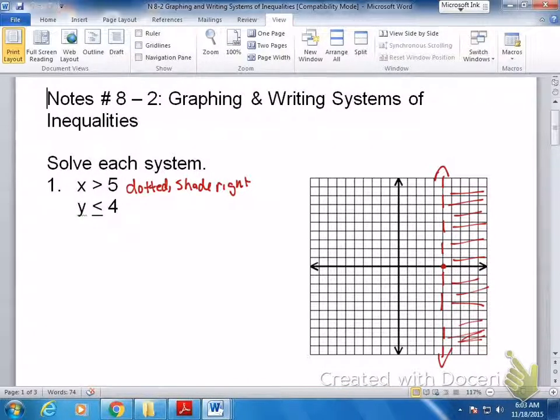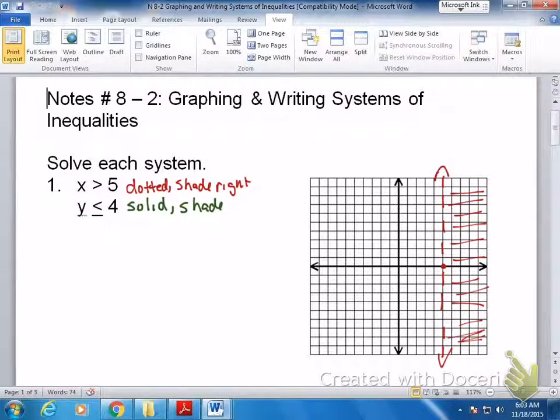Now, we're about to do the other line, and we're going to have to shade it as well. I'm going to change colors just so we can see it a little bit better. And we're going to have to plot and shade this one as well. Now, this time it's less than or equal to, so that's going to be a solid line. And since y is less than that, we're going to shade below.